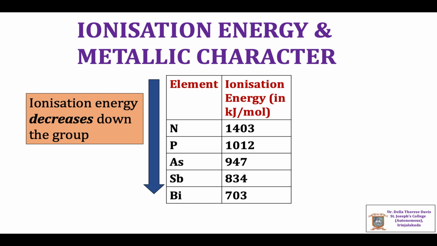If we observe the ionization energy, it decreases as we move down the group. Among group 15 elements, nitrogen shows the highest ionization value of 1403 kilojoules per mole, and bismuth shows the least value, 703 kilojoules per mole.